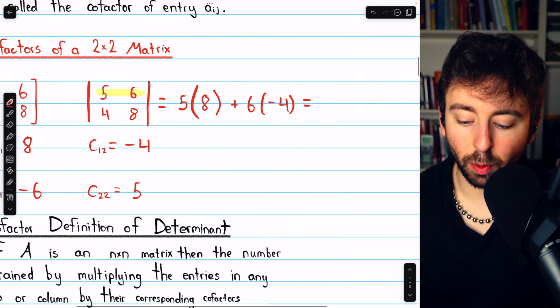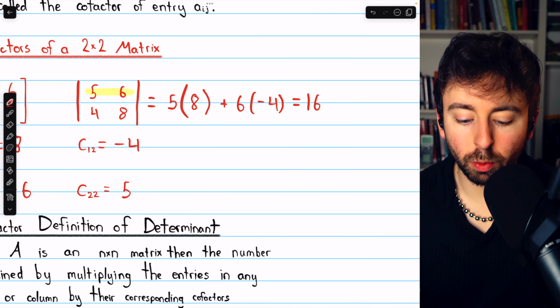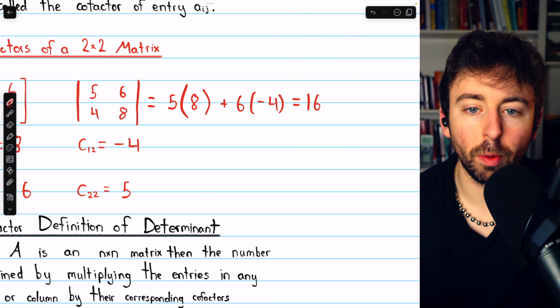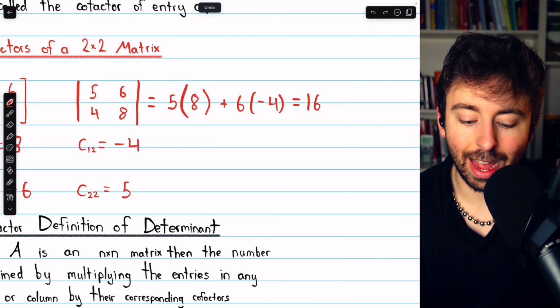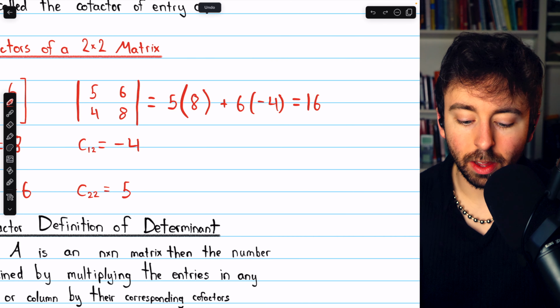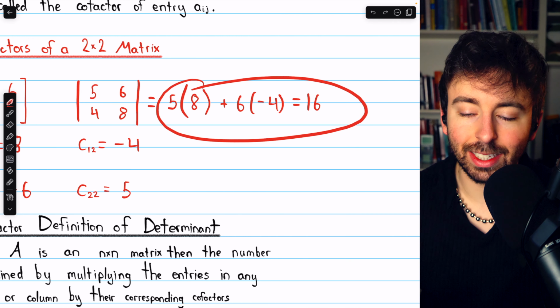This adds up to 40 minus 24, or 16, which would agree with what we get if we just use our familiar method of calculating the determinant of a 2 by 2 matrix, just the difference of the products along the diagonals. 5 times 8 minus 6 times 4, that's 40 minus 24, exactly as we see here.